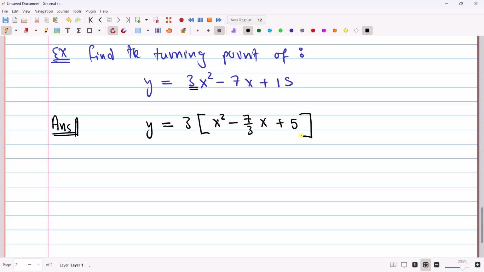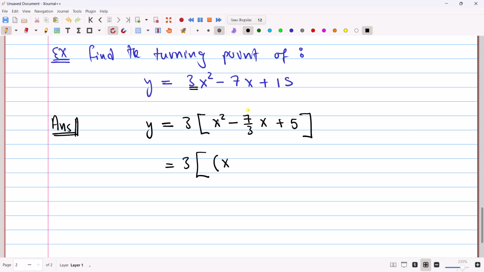So the thing that is in the interior is something that we can work with. So what we're going to do is keep 3 outside as we continue completing the square of what is inside. To complete the square of what is inside, we follow the same procedure. First, we open a bracket, and then we find the square root of x squared, which is x.